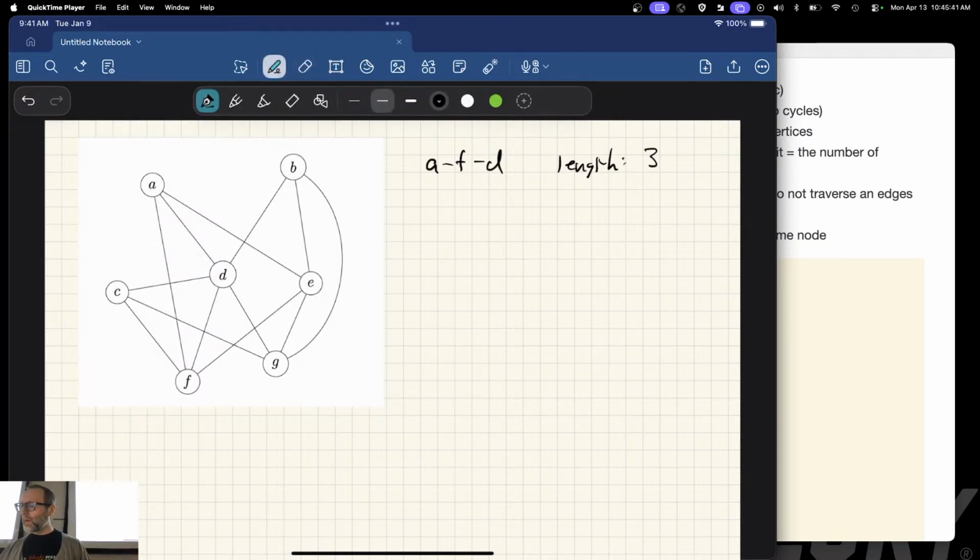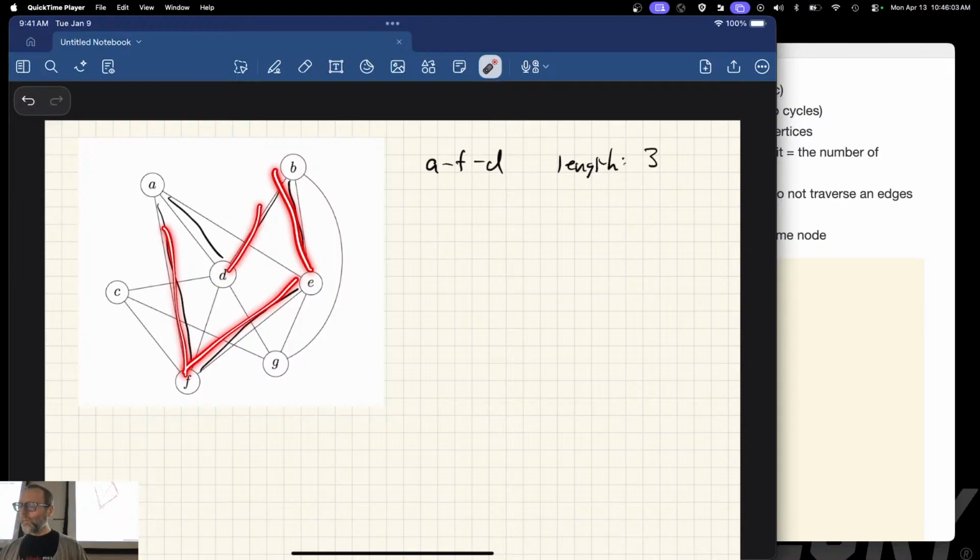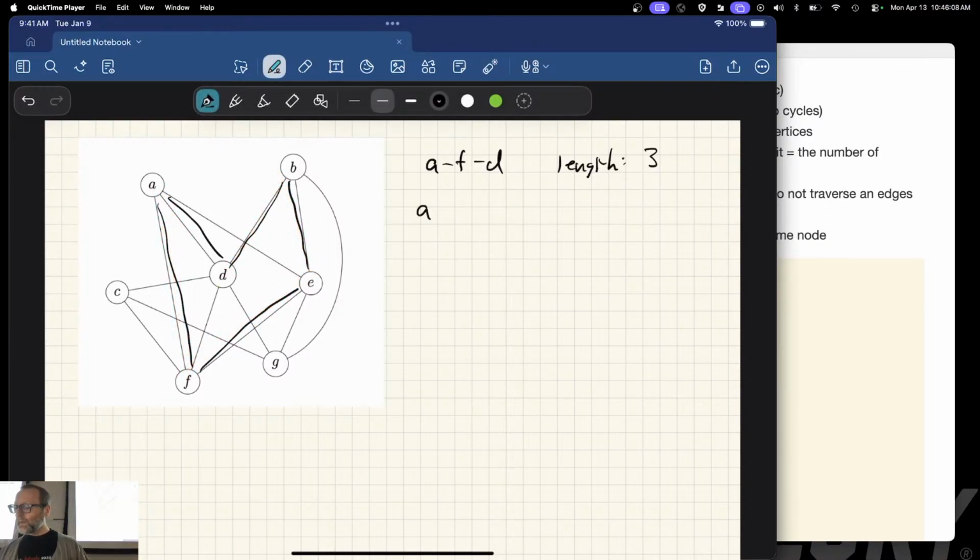Is there a cycle of length 4? Well, we can go from A to F to E. Let's see. Something interesting here. No, I don't know if there's a length 4, but there's certainly a length 5. Oops. Let's draw it that way. Right. So that's 1, 2, 3, 4, 5. That's a cycle of length 5, and it consists of A to D to B to E to F back to A. Right. And by the way, it's the same forward or backwards.